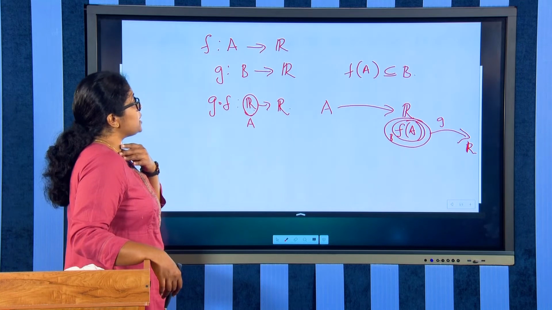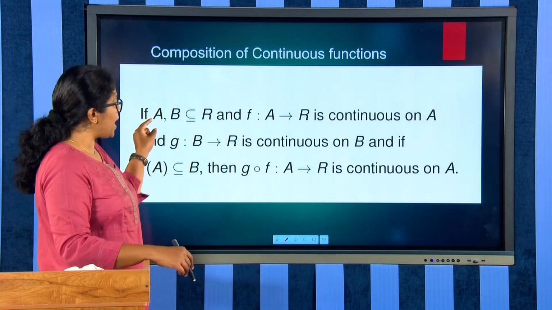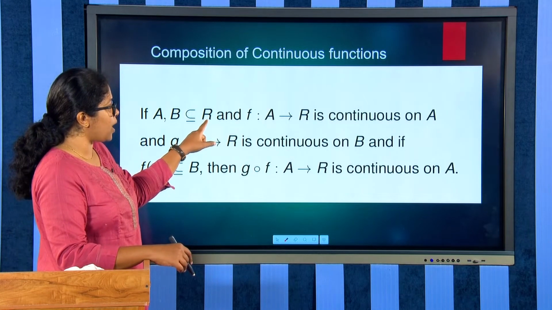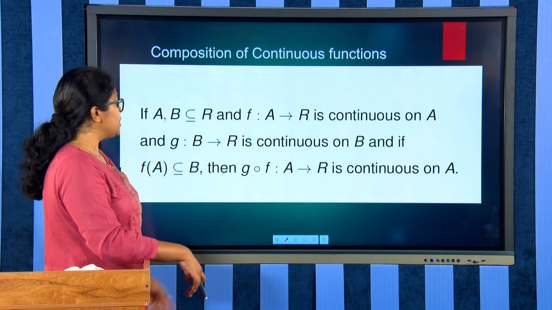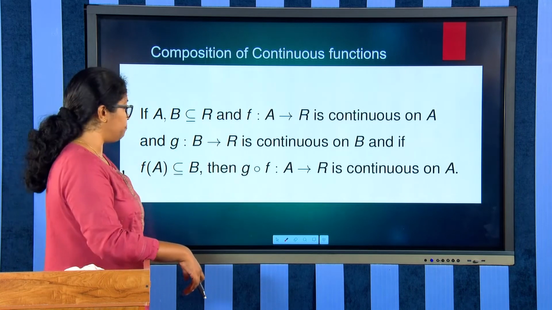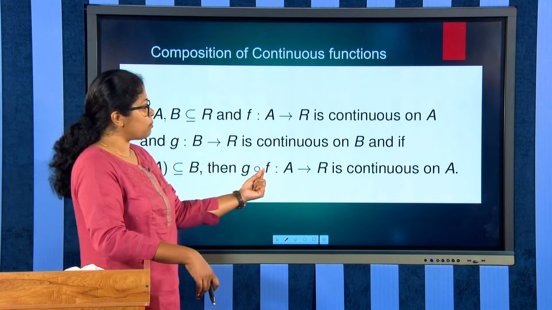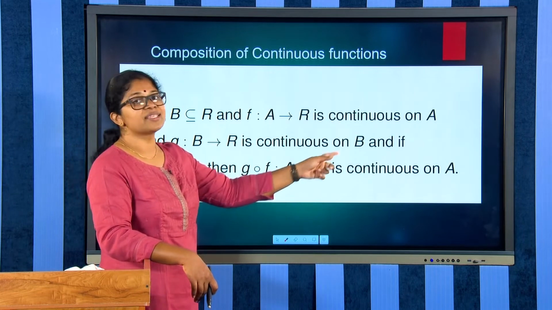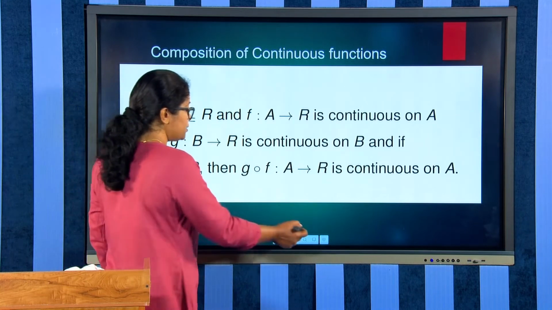So, we have seen that in this theorem, what do we say? If we have A and B subsets of R and f is a function from A to R that is continuous, and g is also continuous on B, if f of A is contained in B, then g composition f from A to R is continuous on A. So, why is this theorem correct?